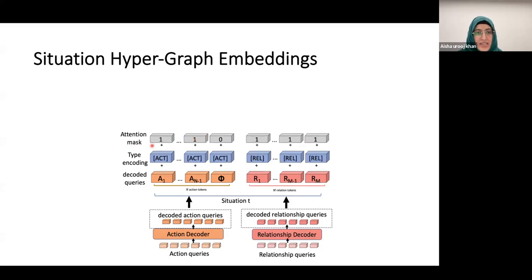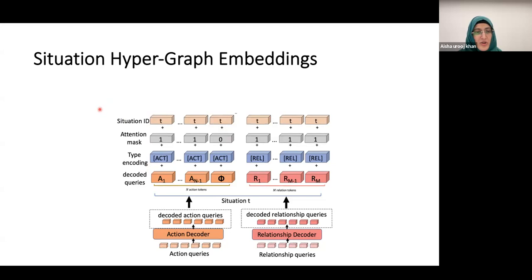We also add an attention mask here. For actual actions or actual relationships, the mask will be 1, otherwise it will be 0. This is only at training time. At test time, we assume that we do not have any information about the graph, so we take the attention mask as 1. And then we also add the situation ID, which tells us at which time step we are. So if we are at situation T, we will add this information over here.